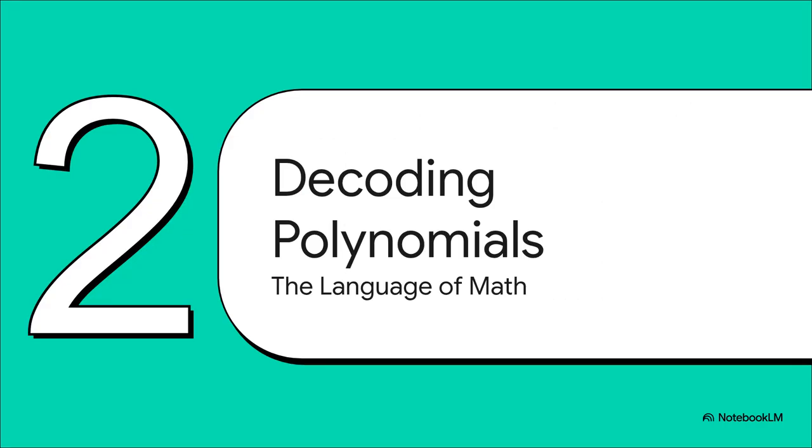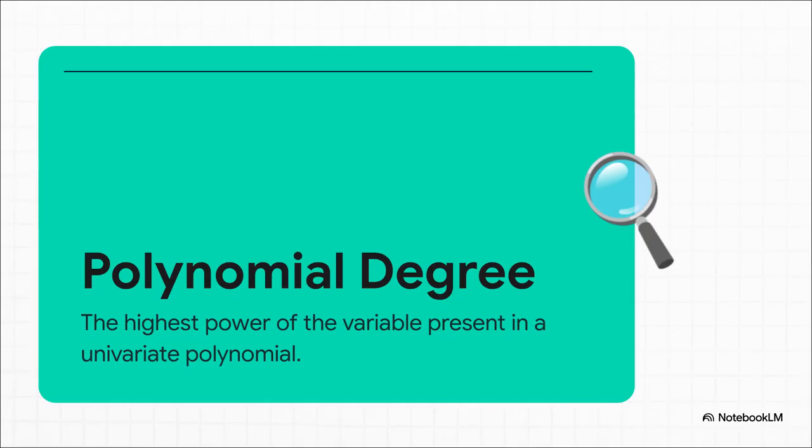Section 2. Decoding polynomials, the language of math. All right, moving on. The absolute most critical concept you need to grasp here is the degree of a polynomial. Simply put, when you have an expression with only one variable, say we're just working with x, the degree is the highest power attached to that variable. Now, today, our entire focus is on linear polynomials. And the big secret to a linear polynomial is that its highest power is always an invisible 1. So when you see a plain old x sitting there, it's actually x to the power of 1.